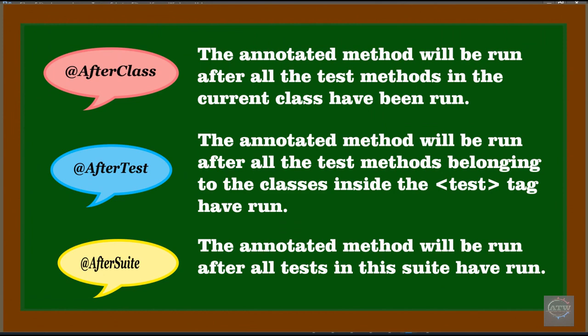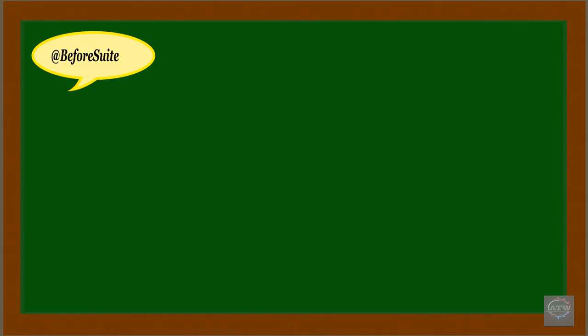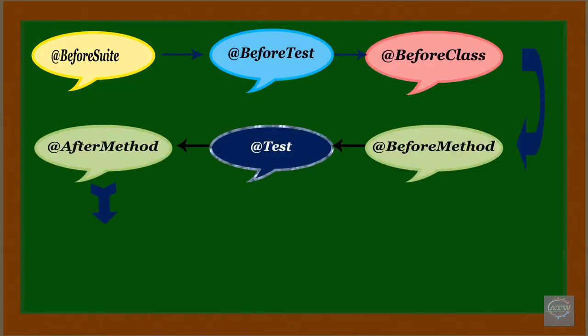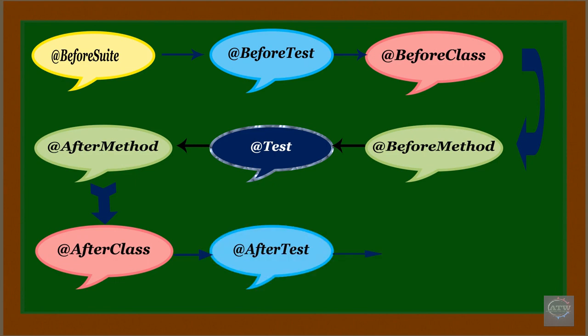So now I'm going to show the complete flow which I explained. The first one which will be invoked is before suite, then before test, before class, then before method, test, after method, after class, after test, and finally after suite will be invoked. Hope you understood the annotations. Let's see with an example how exactly it works.